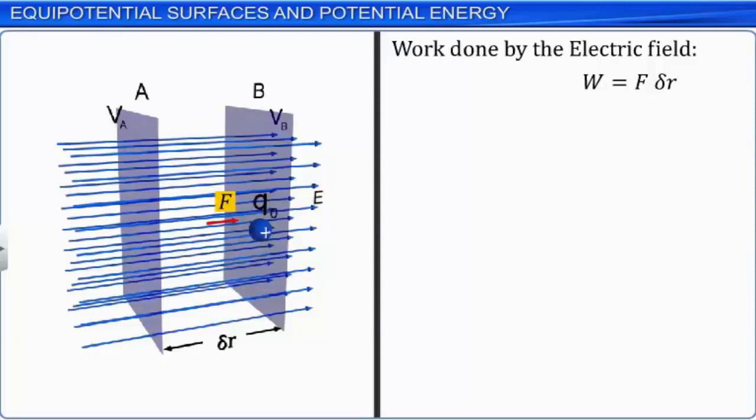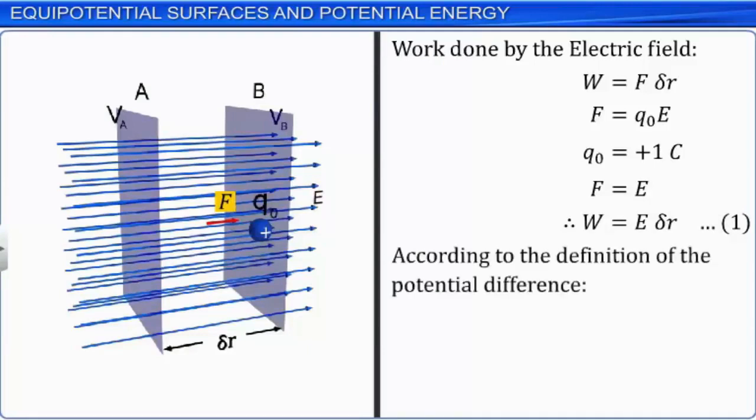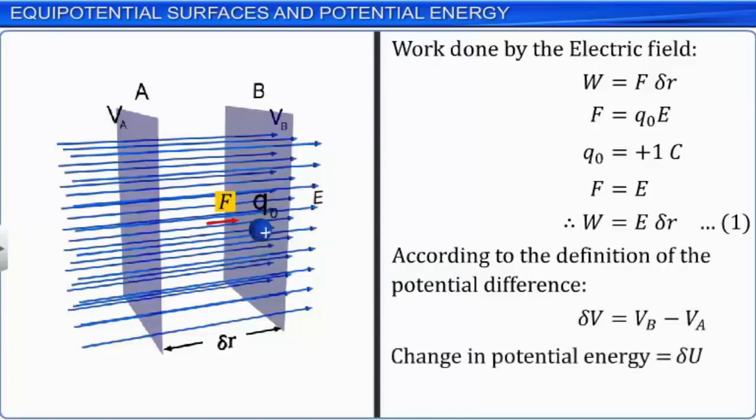As F is equal to Q0 E, and in this case, test charge Q0 is equal to plus 1 coulomb, we can say F is equal to E. Therefore, the work done W is equal to E delta R. Let this be equation 1. According to the definition of potential difference, the potential difference delta V is equal to VB minus VA, which is equal to the change in potential energy delta U of the unit positive charge while moving from A to B. Let this be equation 2.